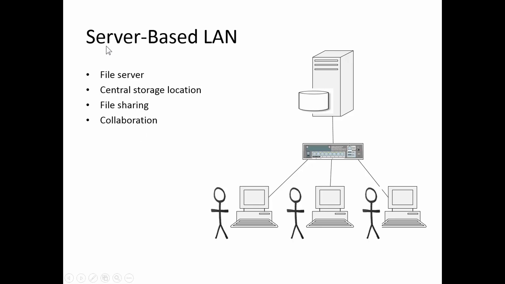Most organizations are going to use a server-based LAN, and a server-based LAN has a file server, which is a central location where people can save their files, and that way many people can access the same file. They can work on the same project together, and the buzzword for this is collaboration. Collaboration is where many people are working on the same file and on the same project together, and a file server allows that. And in a server-based LAN, typically users cannot access each other's hard disk.